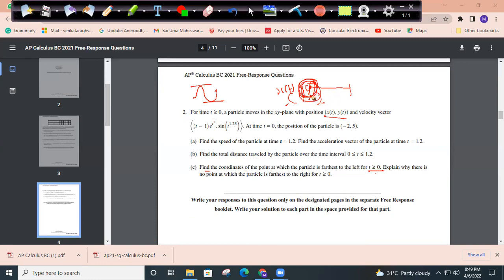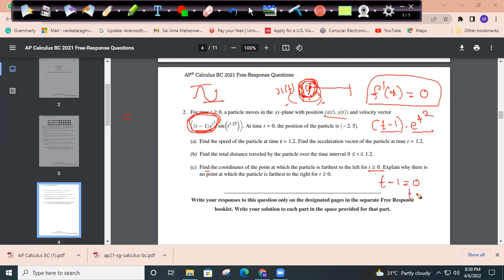What is the meaning of a critical point? It is the point where the derivative of the function is undefined or the derivative of the function is 0. Since the particle is farthest to the left, I need to see where my x dash of t is equal to 0. The x dash of t function is (t minus 1) times e to the power t square. This can never be 0, so t minus 1 should be 0. So t equals 1.